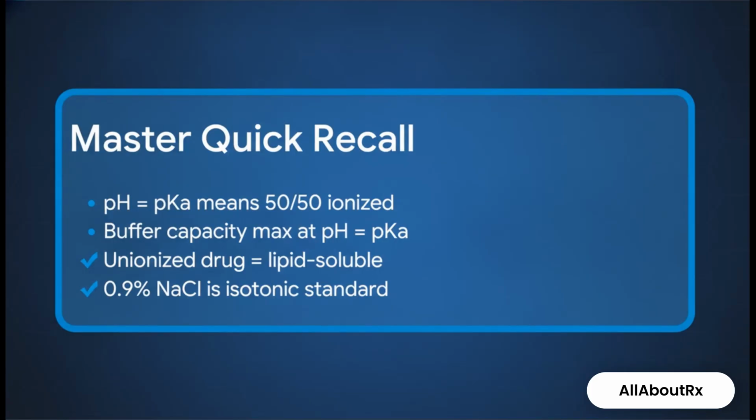Bringing it all together, here is your master quick recall of today's highest yield takeaways. First, when pH equals pKa, your drug is exactly 50-50 ionized. Second, buffer capacity maxes out precisely at that exact same midpoint. Third, the unionized form of a drug is lipid-soluble and absorbs the best. And finally, 0.9% NaCl is the universal isotonic standard.